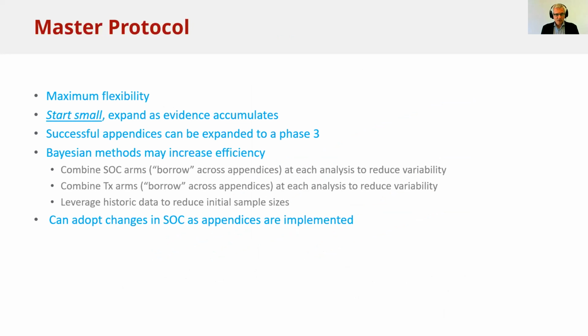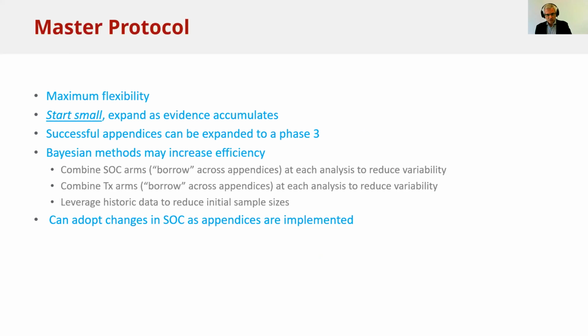So the master protocol offers a lot of flexibility. We start small and expand as the evidence accumulates, instead of starting big. Successful appendices are the ones that are carried on to phase 3. The appendices can be dropped and added much more flexibly than in traditional designs.